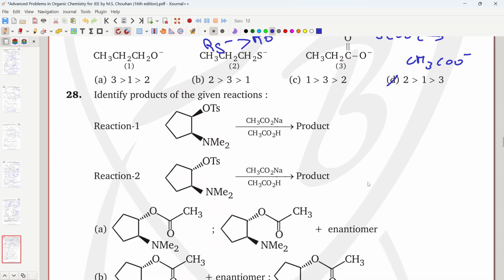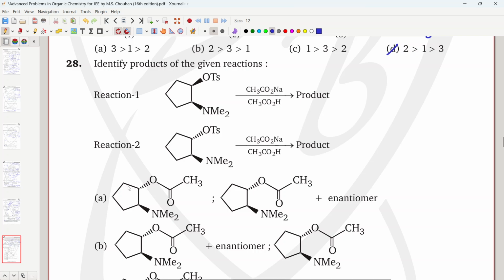Question 28. Identify the products of the given reactions. This is a neighboring group participation question, also known as an NGP question. The substrate has OTs, an excellent leaving group, and NMe2 adjacent. Now what happens? The lone pair on nitrogen attacks immediately, forming an aziridinium ion.